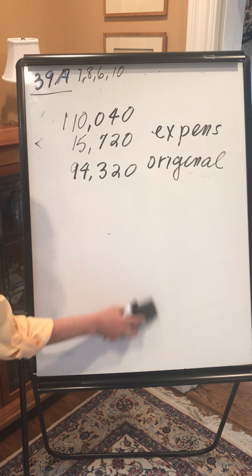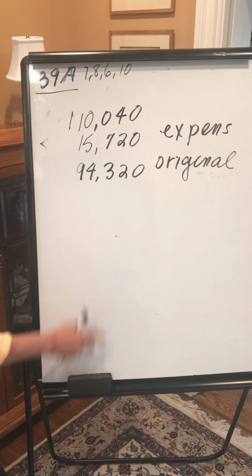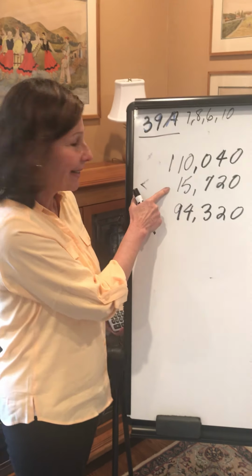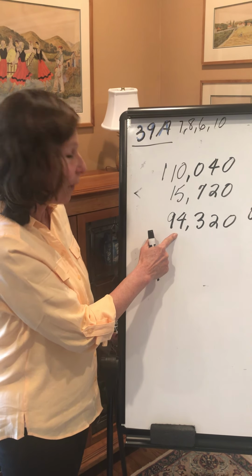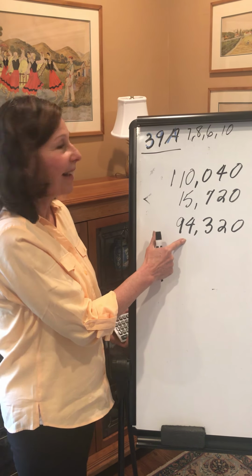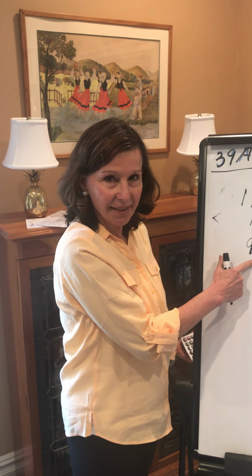And here is our final answer. 110,040 units, 15,000 of our new expensive product, and 94,000 of our original product. And that brings us to the end, at last, of problem 39.